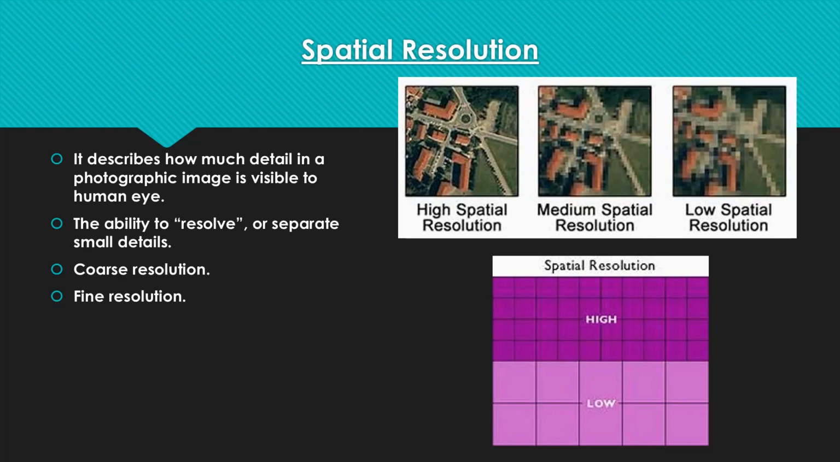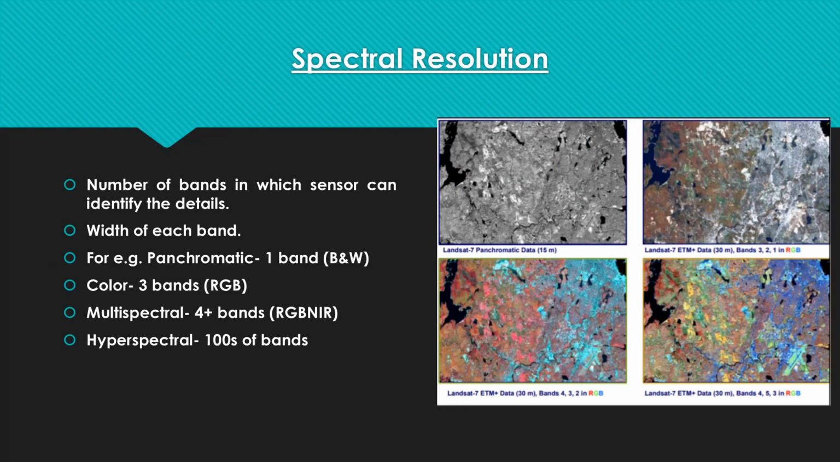Now, after finishing spatial resolution, we will move on to spectral resolution. The term spectral is derived from spectrum, as we have already discussed the electromagnetic spectrum. Spectrum basically means an array of wavelengths. So, spectral resolution deals with the wavelength or the parts of wavelength, or it can also refer to the number of bands in which a sensor can identify the details. Suppose here is an example. Suppose there are two different satellites.